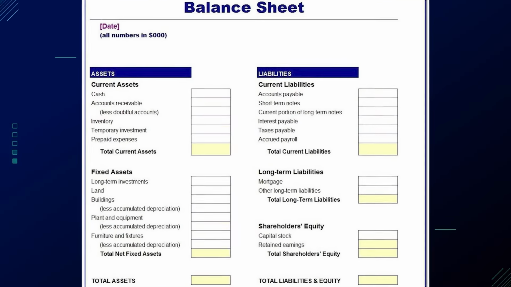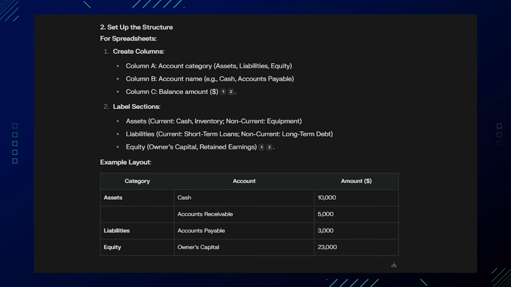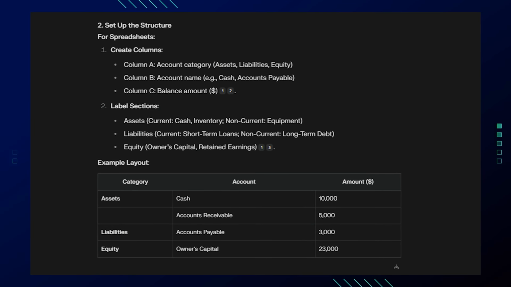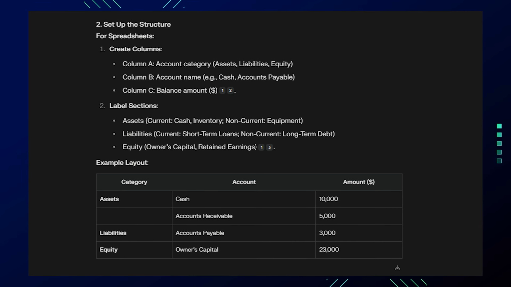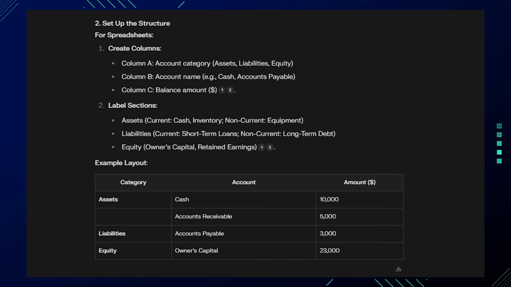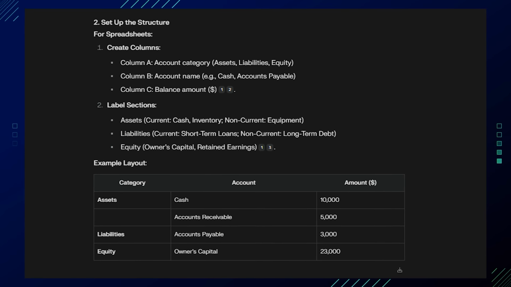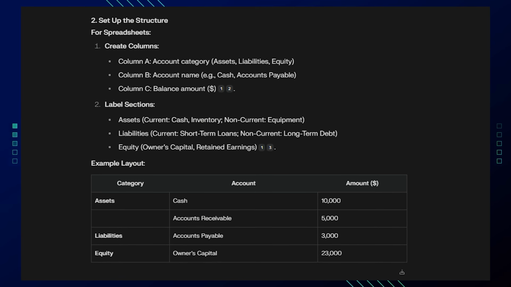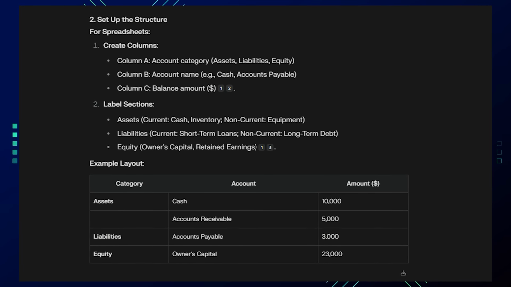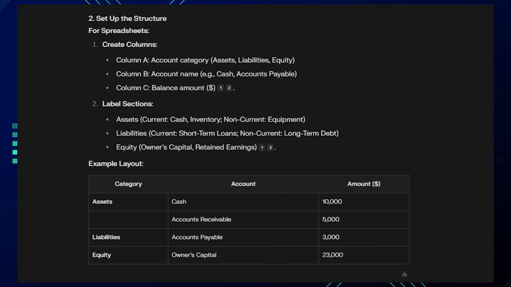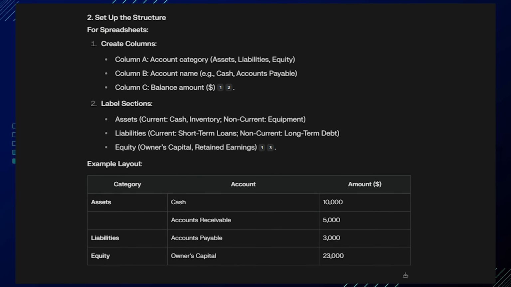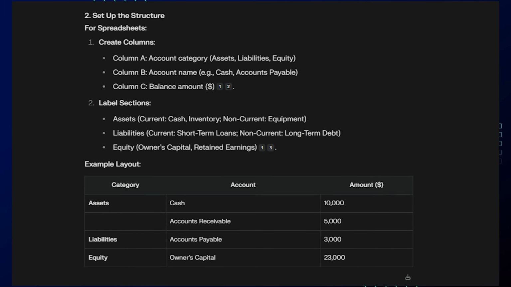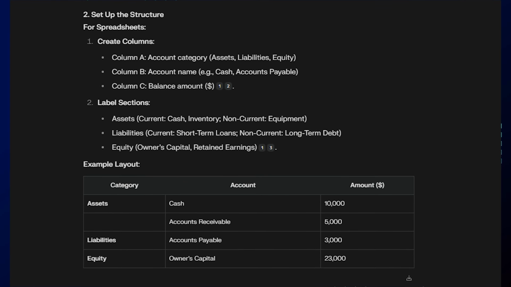Two is set up the structure. For spreadsheets, you can create columns. Column A is account category, whether it's assets, liabilities, or equity. Column B is account name, like cash or accounts payable. Column C is the balance amount. Then you have to label sections, like the assets, be it current, cash, inventory, or non-current, equipment. Liabilities: the current is short-term loans, non-current is long-term debt. Equity is owner's capital and retained earnings.